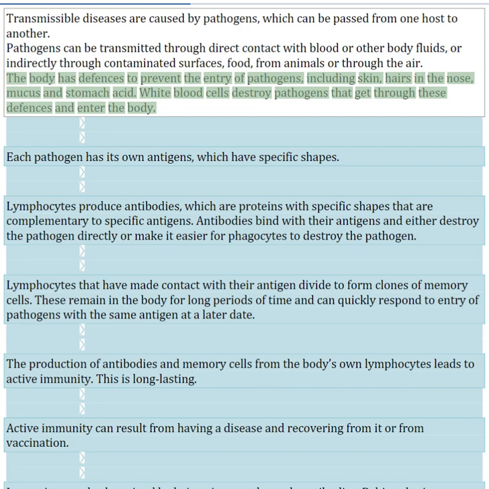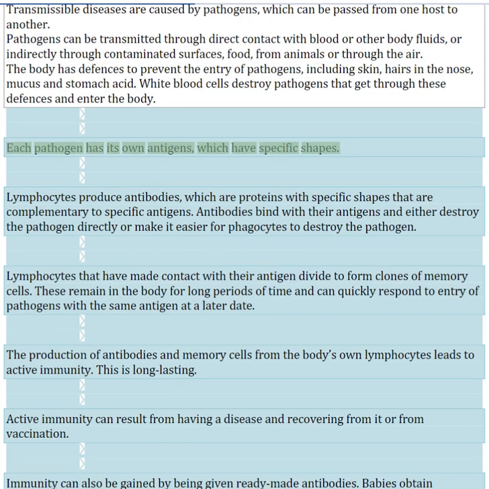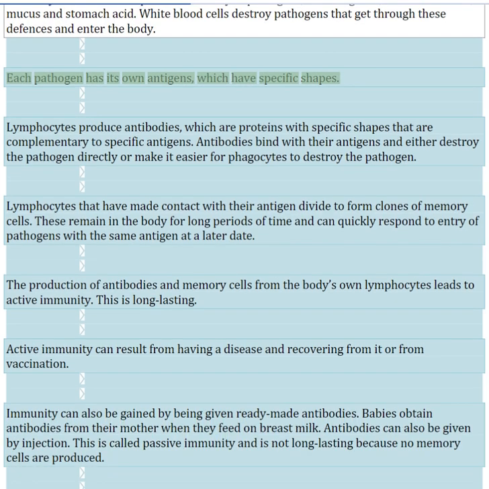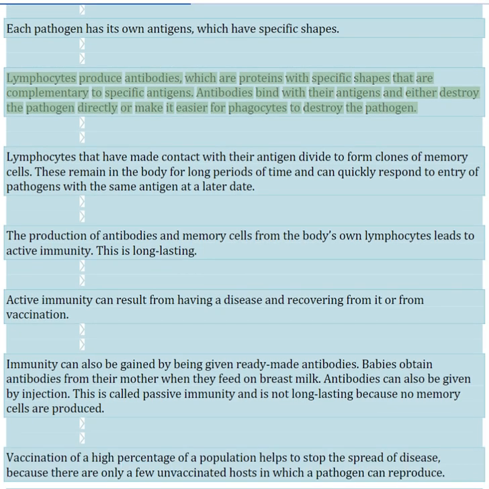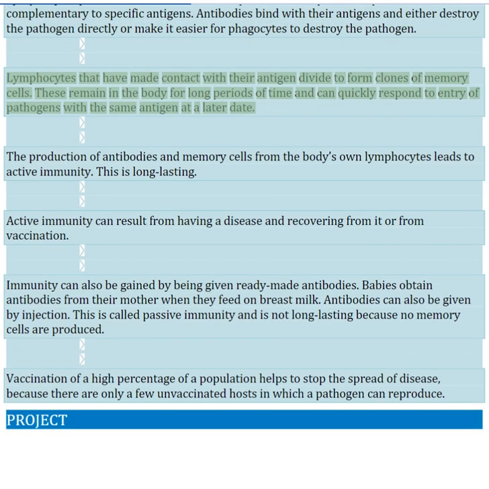White blood cells destroy pathogens that get through these defenses and enter the body. Each pathogen has its own antigens, which have specific shapes. Lymphocytes produce antibodies, which are proteins with specific shapes that are complementary to specific antigens. Antibodies bind with their antigens and either destroy the pathogen directly or make it easier for phagocytes to destroy the pathogen. Lymphocytes that have made contact with their antigen divide to form clones of memory cells.